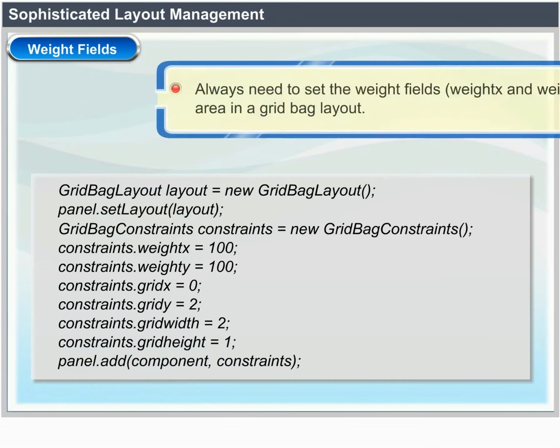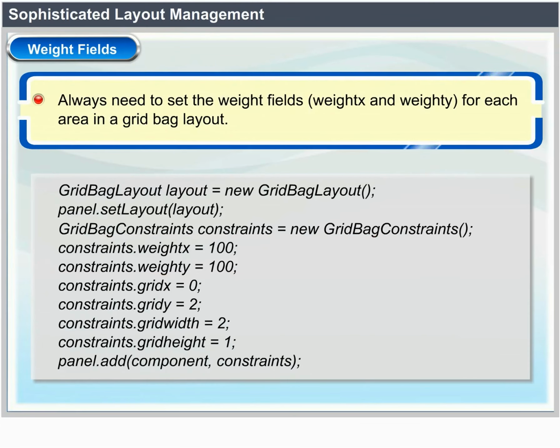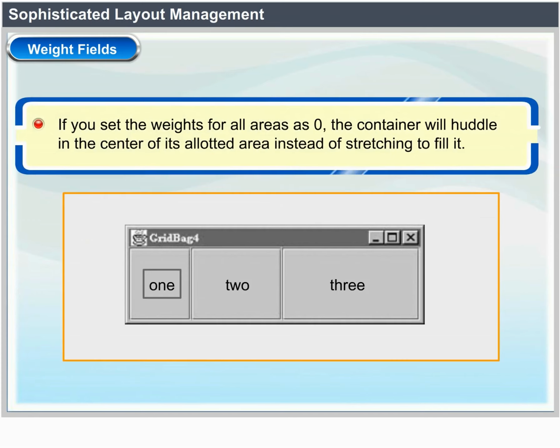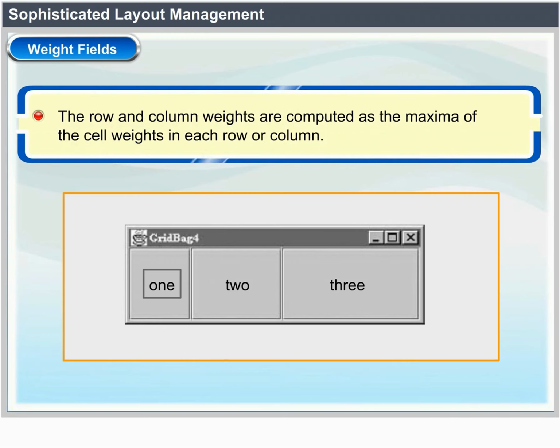Weight fields. You always need to set the weight fields, weightx and weighty, for each area in a GridBagLayout. If you set the weight to 0, the area never grows or shrinks beyond its initial size in that direction. If you set the weights for all areas to 0, the container will huddle in the center of its allotted area instead of stretching to fill it. The row and column weights are computed as the maxima of the cell weights in each row or column.